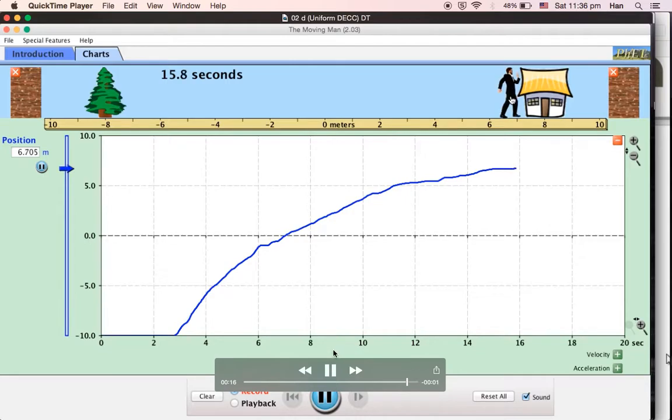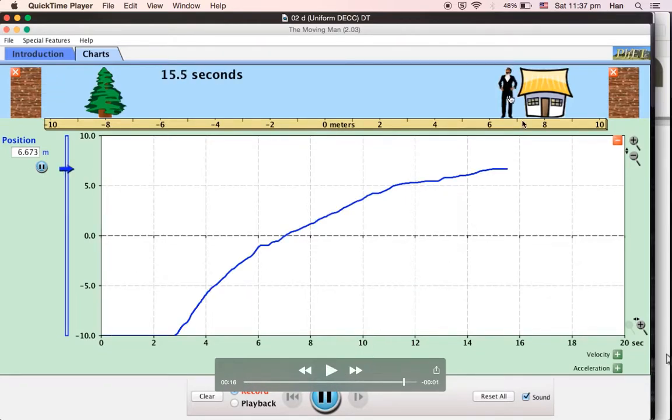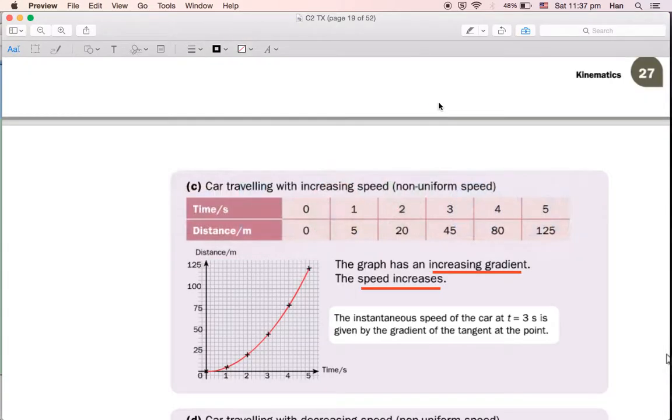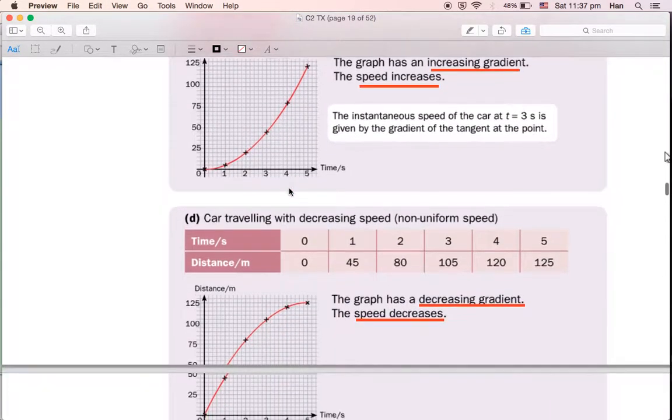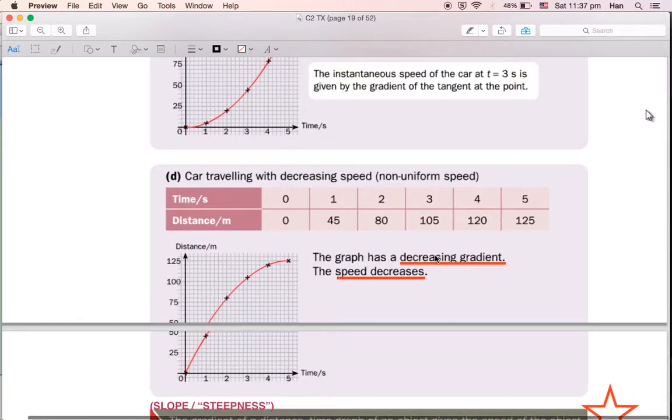Let me show you the end. As long as it stops moving here, the graph is almost flat. Do you see the gradient here? The earlier case was that it keeps increasing. Now it decreases because the man's speed slows down. That brings us to our fourth scenario. Over at page 28, let's look at part D. Do highlight this: decreasing gradient means the speed decreases.